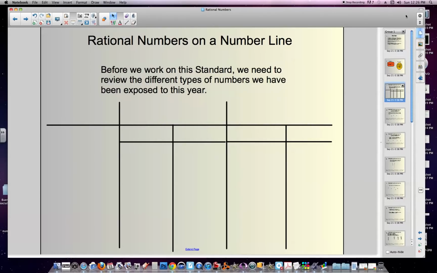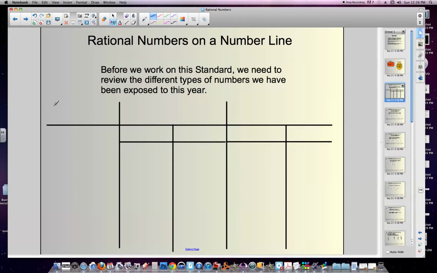All right, what we are going to be dealing with today is placing all rational numbers on a number line. We need to real quickly make sure that we know what we mean by rational numbers. There's a couple of different ways that we can break down all these different numbers that we've been dealing with so far this year. The three big categories of numbers that we can break things up into.